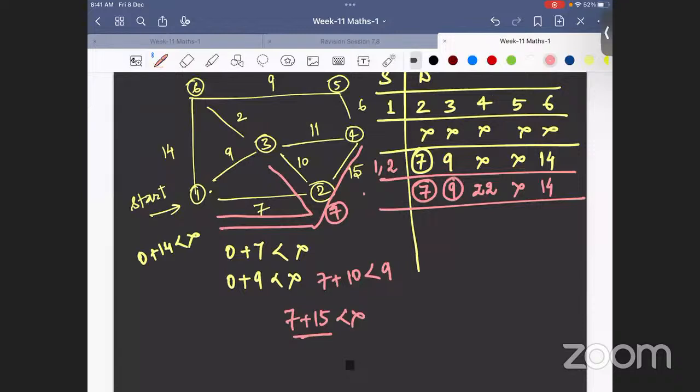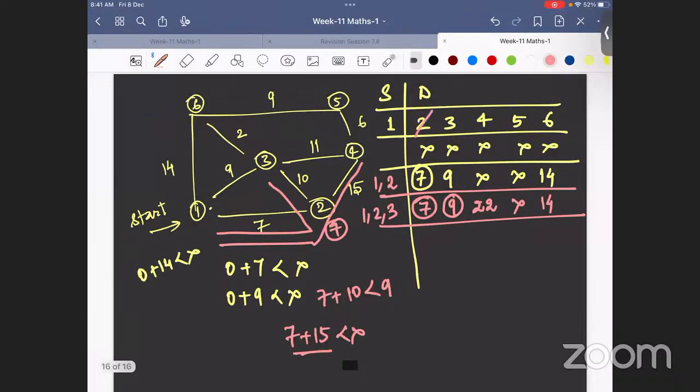So now you can take out 1, 2, and 3. Correct? So you can reach it from 1 to 3 via the weight 9. That is the minimum weight that you can use to reach 3. Okay, now you can take out 3 also. Now with the help of 1, 2, 3, this is done. This is done. Can you reach 4 with the help of 1, 2, 3? Is there any better way that you can reach 4 now with the help of 1, 2, 3?